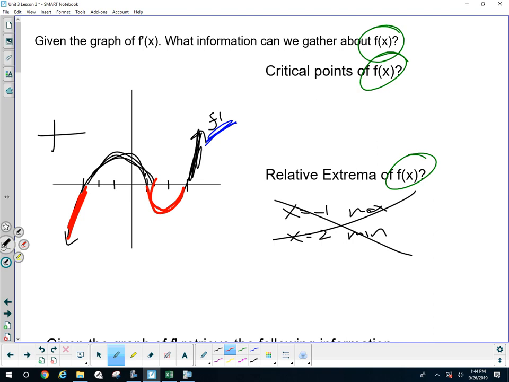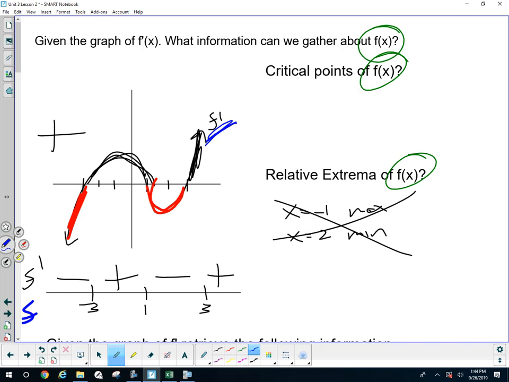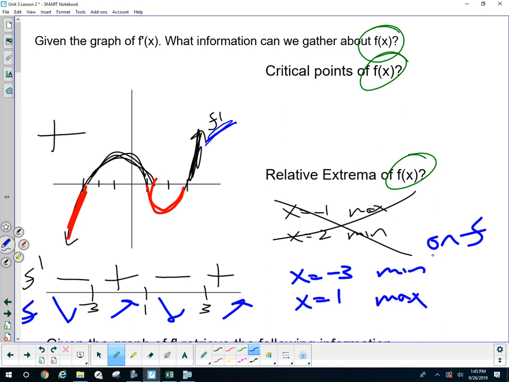We can translate this two-dimensional graph into a one-dimensional sign analysis, determining that around negative 3, 1, and 3, f prime changes sign. This helps us determine that f is going down, then up, then down, then up. X equals negative 3 is the min on f. X equals 1 is the max on f. X equals 3 is a min on f. So they're both min? Yeah, I got two mins.